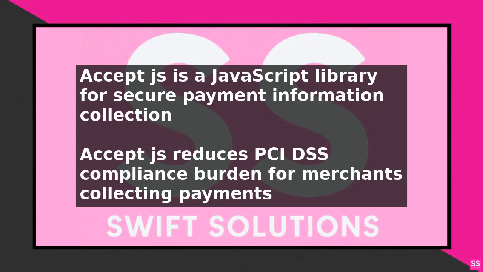To test Authorize Net Accept.js, start by understanding what Accept.js is. Accept.js is a JavaScript library provided by Authorize Net that allows merchants to collect sensitive payment information from customers without having the information touch their servers. This reduces the merchant's PCI DSS compliance burden.